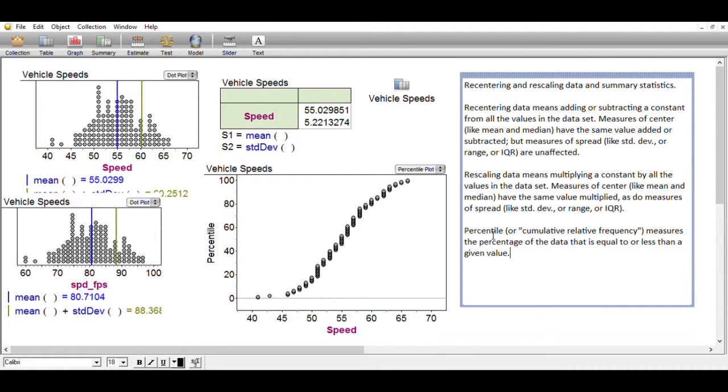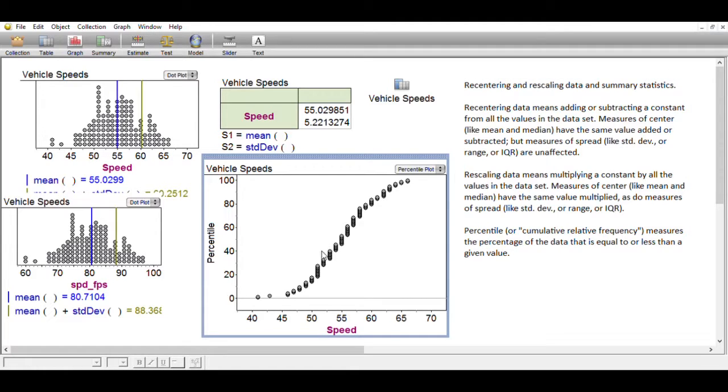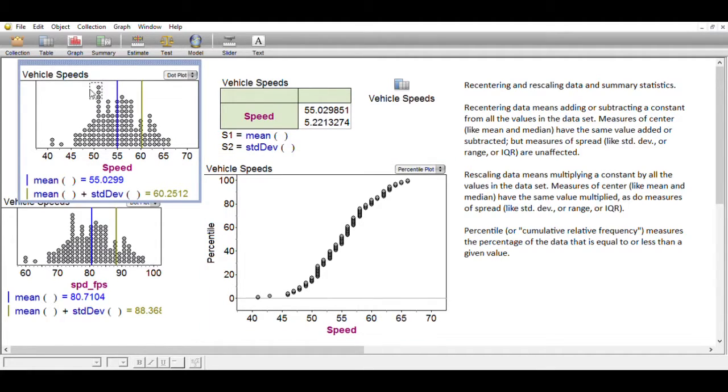Generally, by this definition, since we're taking a percentage that is equal to or less than, we would take the highest value from this group as the percentile, right up there at the very top. So 51 miles an hour, if I look across, is around the 28th percentile. That means 28% of the data is equal to or less than 51. So when I look over here, 28% of the data is right there. 51 is at the 28th percentile.